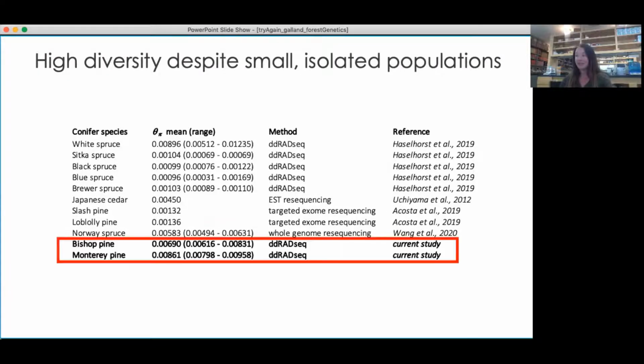But we don't. In fact, we see diversity higher than in all of the other conifers listed here, with the exception of white spruce. Is this surprising? Well, we really aren't sure. It's certainly surprising given the isolation and fragmentation characteristic of these species, but it's not quite as surprising given allozyme and mitochondrial DNA findings from the 1980s.